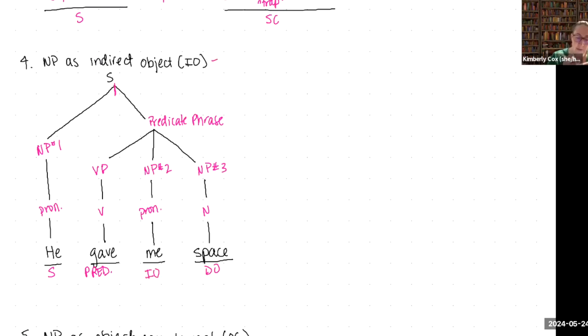So I'm going to write down phrase number 2 here, and we're going to take a look at this for just a minute. Another way of writing this sentence would be "he gave space to me." And usually, if you're dealing with an indirect object, you should be able to put it at the end of the sentence and attach it to a preposition. And that will be a good indicator that what you're dealing with is an indirect object.